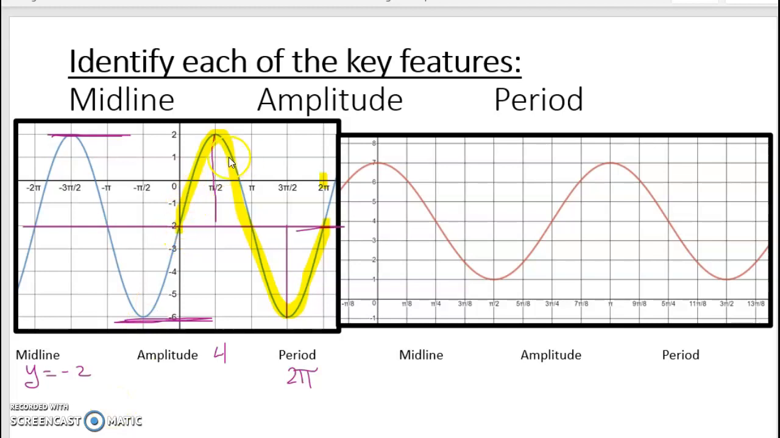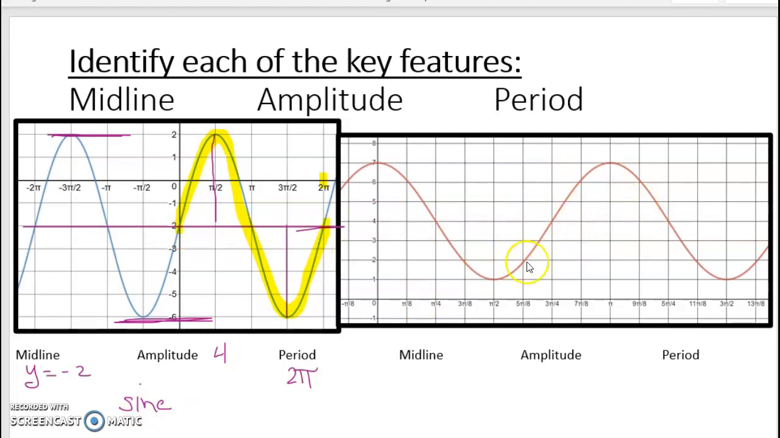Just to make sure that I've talked about everything that's possibly going to be asked of you, I would have to know that this is a sine wave. So this is a sine function. SIN is our abbreviation, but it is a sine graph because it starts at the midline.